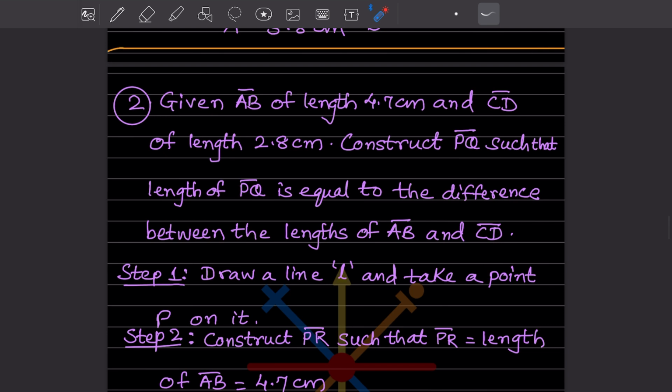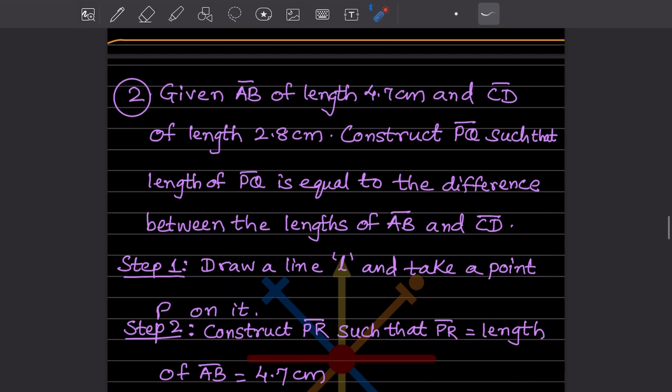Now they said the given AB of length, this means that is called the segment of length 4.7 centimeter, and CD, this is the segment CD that is of length 2.8 centimeter. You know the segment means it is fixed. So we write this one as this for segment, where this is the short form of it. Construct PQ such that length of PQ is equal to the difference between the lengths of AB and CD.